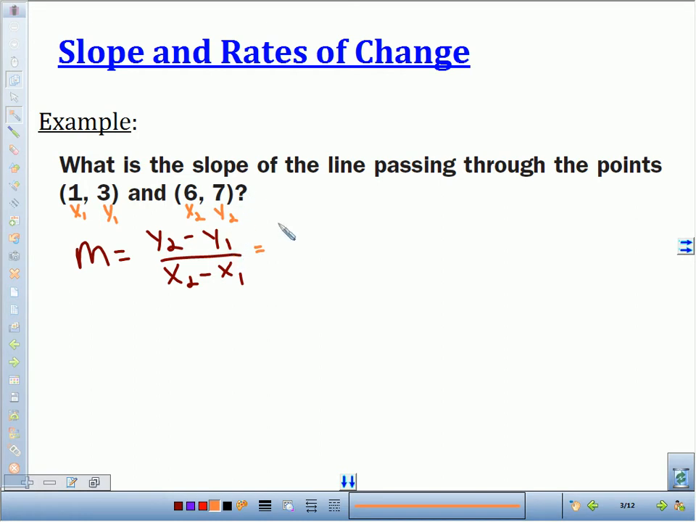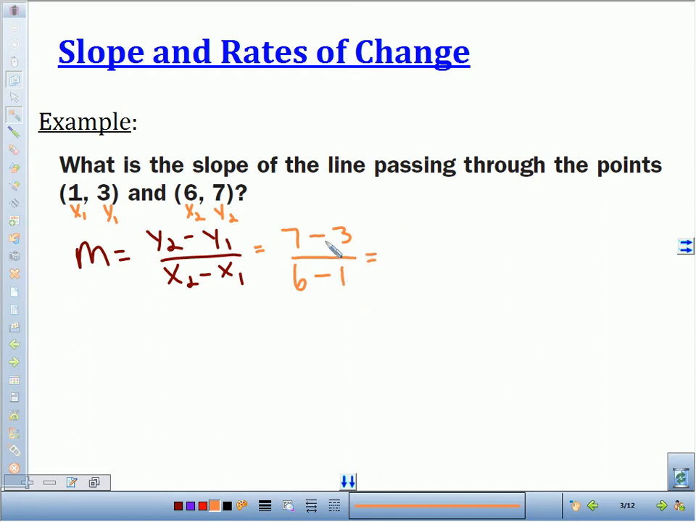Now, my formula says y2 minus y1, and I have 7 as y2. I have 3 as y1. So on top of my fraction, I have 7 minus 3. On the bottom of the fraction, x2 minus x1, I have 6 as x2 and 1 as x1. So on the bottom of the fraction, I have 6 minus 1.